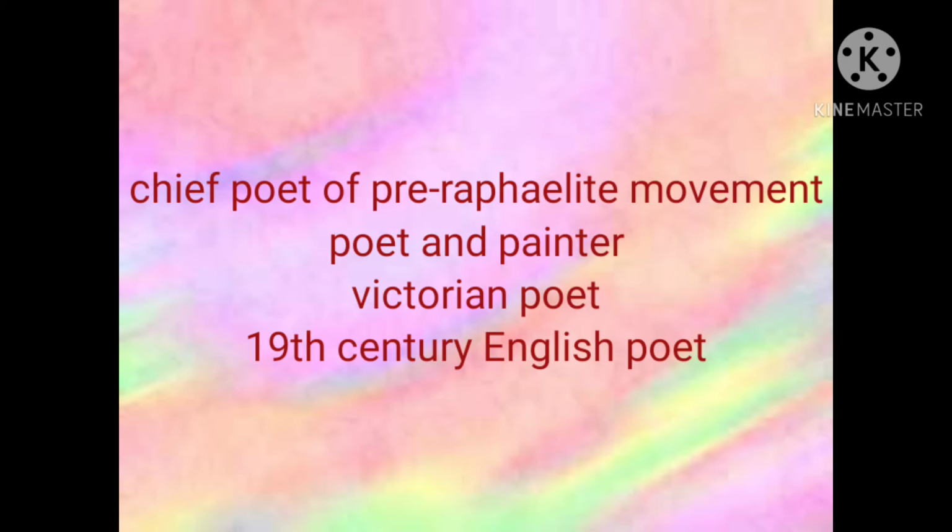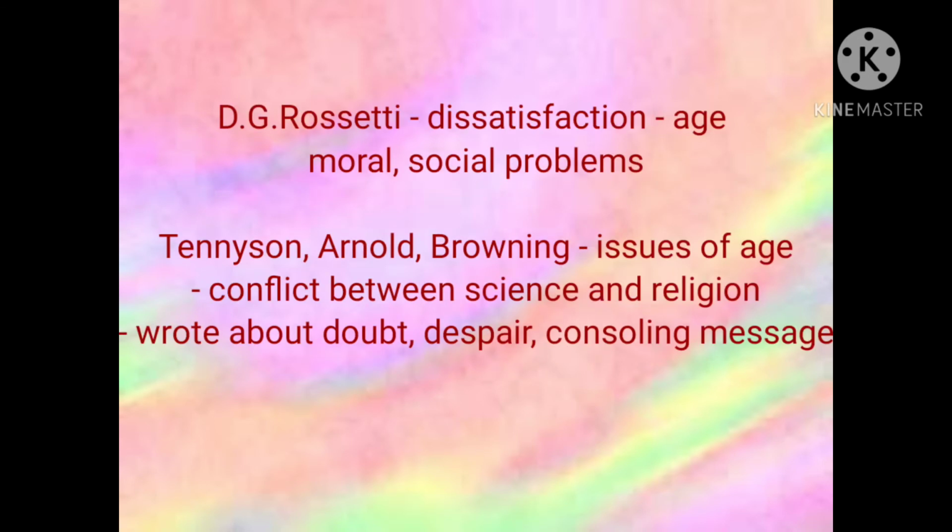This Victorian poet was dissatisfied with the moral and social problems of his age. There was also a conflict between science and religion in that age. The contemporary poets like Tennyson, Arnold and Browning talked about it in their poems. So in this Victorian age, the poems were written with themes like doubt, despair and consoling message.